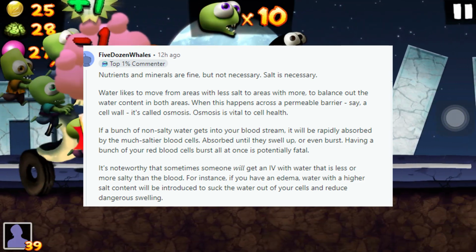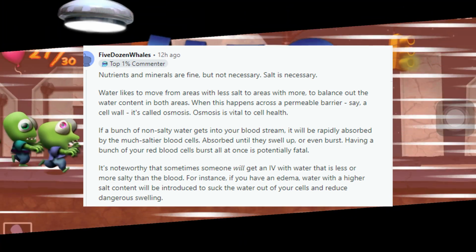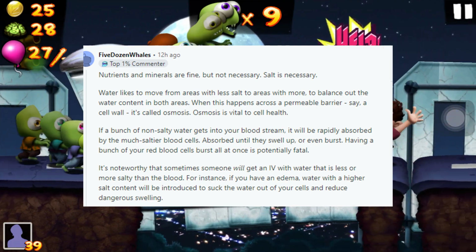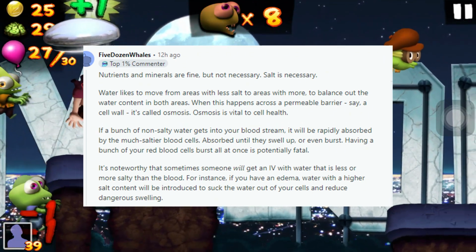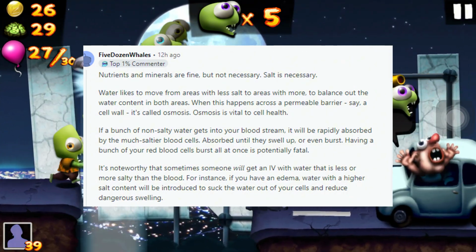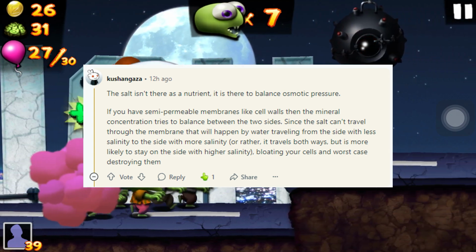It's noteworthy that sometimes someone will get IV fluid with water that is less or more salty than the blood. For instance, if you have an edema, water with a higher salt content will be introduced to suck the water out of your cells and reduce dangerous swelling. The salt isn't there as a nutrient. It is there to balance osmotic pressure.